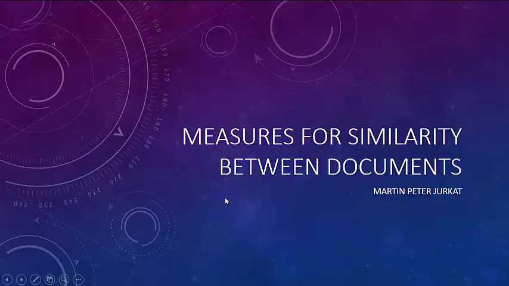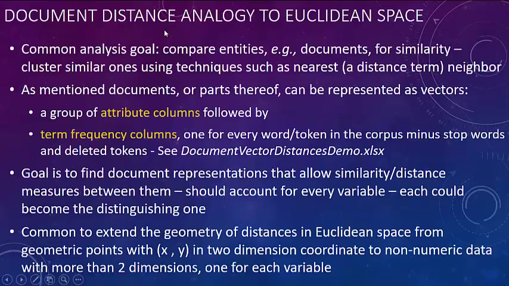So we're looking for some kind of an analogy to distance in space. Common analysis goals are to compare entities, documents, and use techniques such as nearest neighbor, which is a distance term. And like I mentioned, we have attribute columns and we have term frequency columns. In a text mining situation, we would have rows that might have both. Let me show you an example.